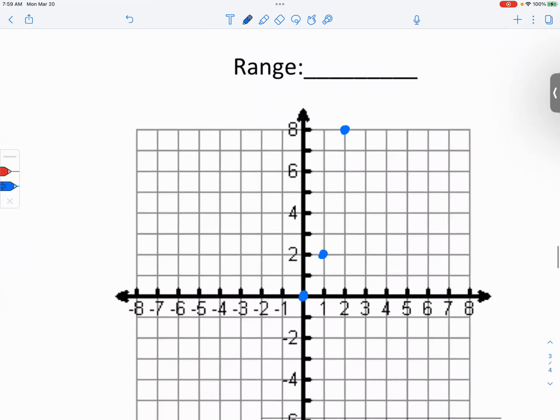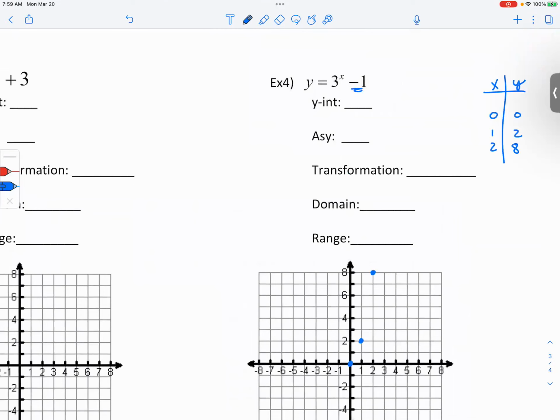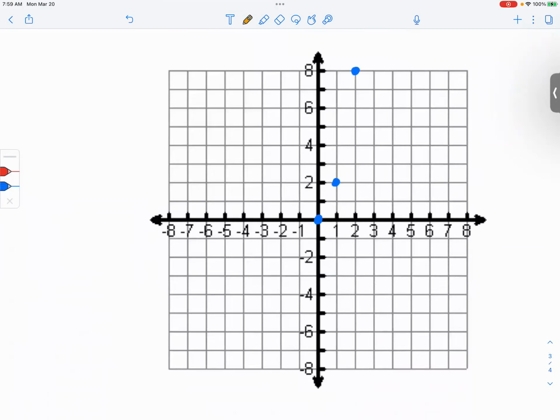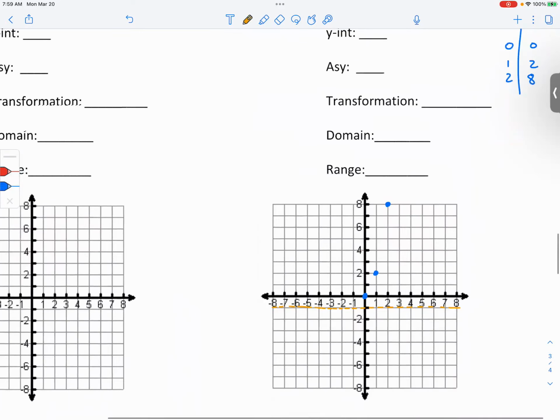Okay, what about to the left? Now, if you look at this minus 1, it means it moves which direction? Moves down by 1 unit, right? So that means our horizontal asymptote, which is supposed to be the x-axis, is now y equals -1.